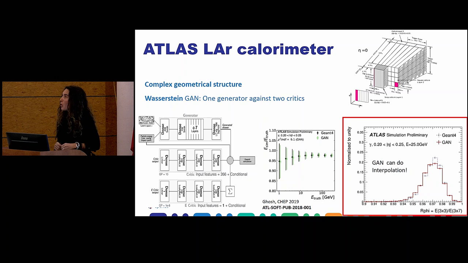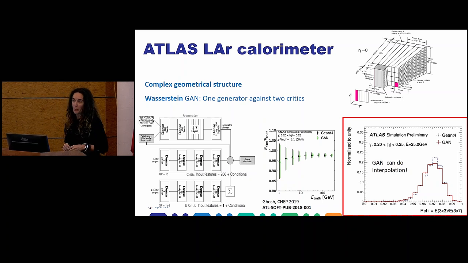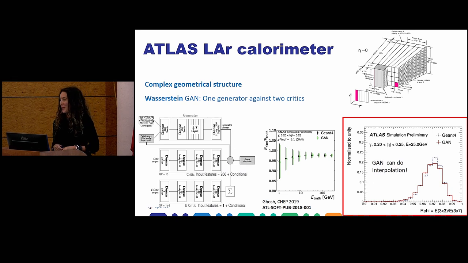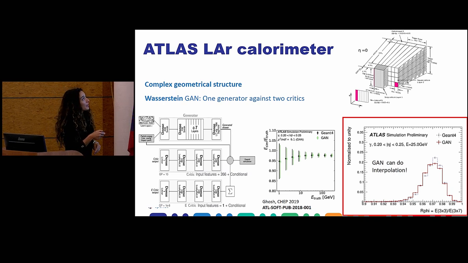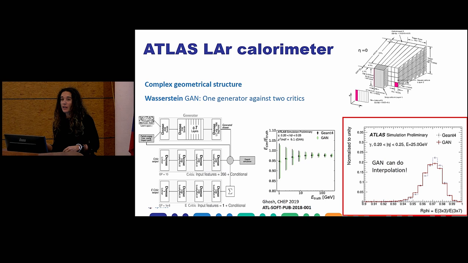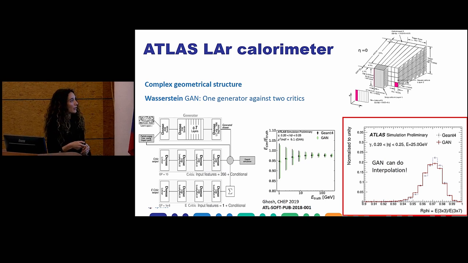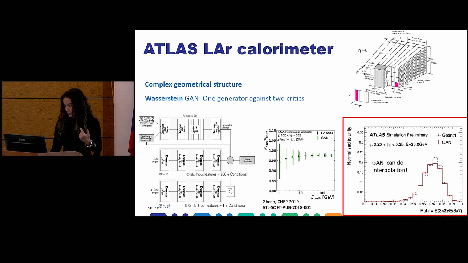I want to quickly show you a couple more things. This is another example of generative adversarial networks applied to calorimeters. This is a different kind of calorimeter than the one that exists today in the ATLAS detector. It's a very complex structure. The whole point is this plot.